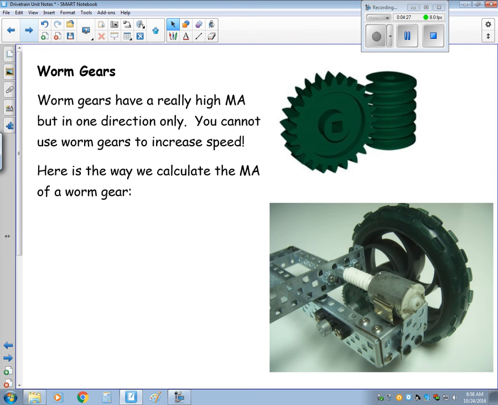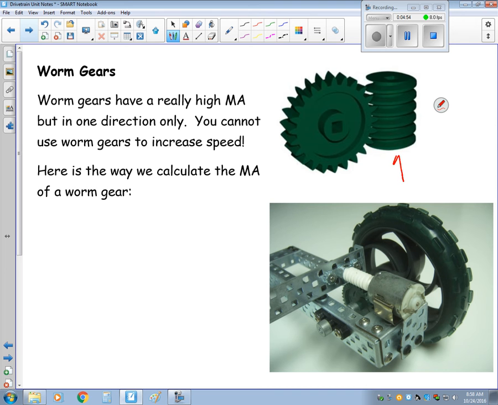The next topic is the worm gear. These have really high mechanical advantage. Basically, you cannot really use a worm gear to increase speed by itself. We can look at some examples in a minute where we could increase speed, but basically the purpose of a worm gear is to really increase mechanical advantage.